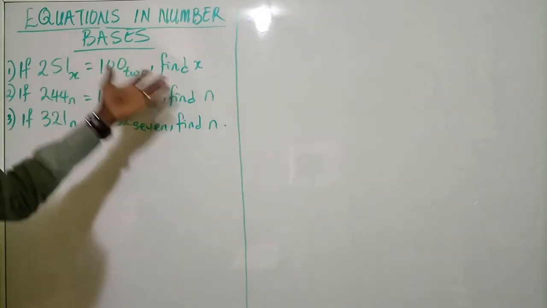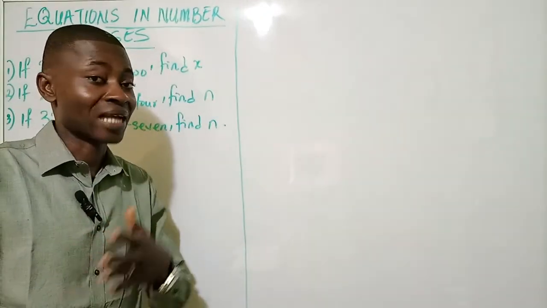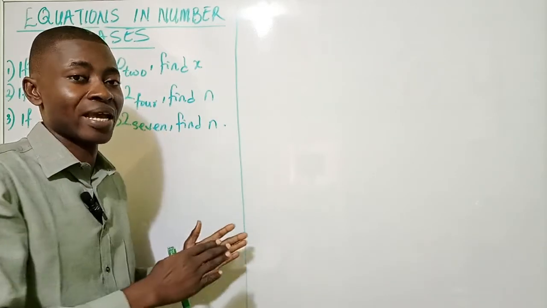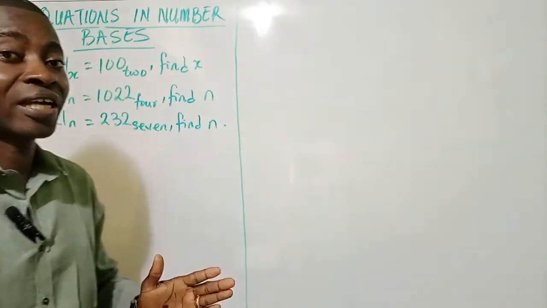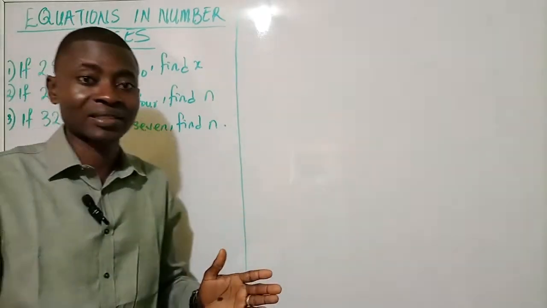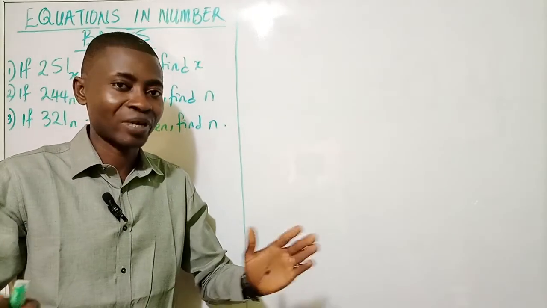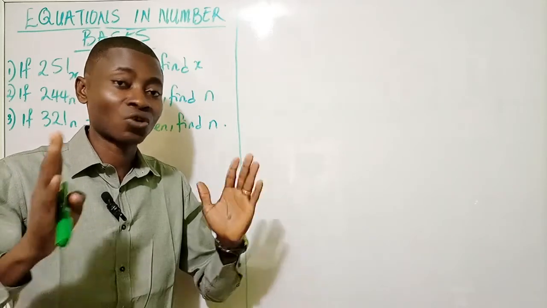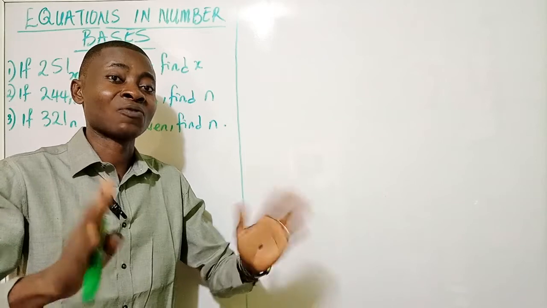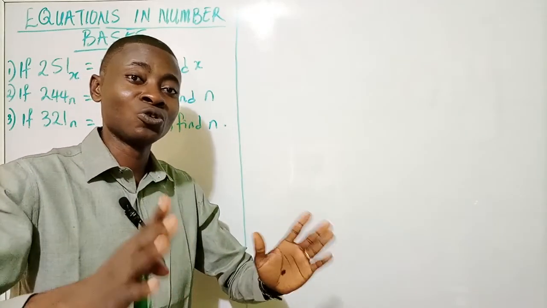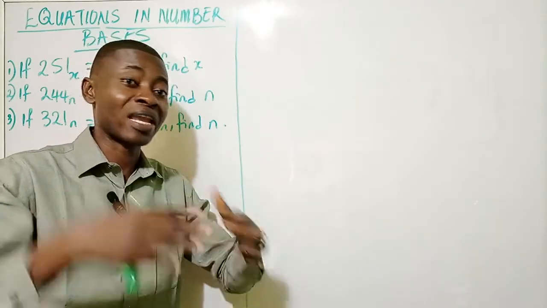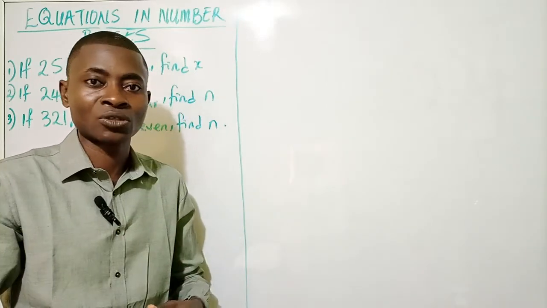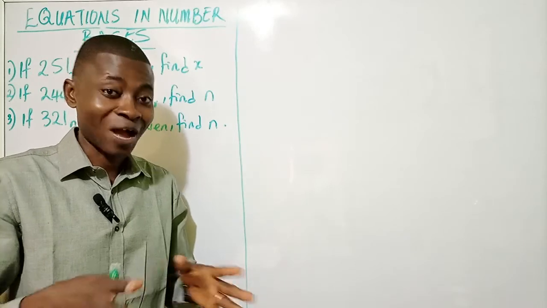Now, how do we answer questions like this? It's actually very simple. Let me give you a highlight of what we'll be doing here. First, we're going to convert both the left-hand side and the right-hand side to base 10. After converting to base 10, it will lead us to a quadratic equation. Having gotten the quadratic equation, we can use either the factorization method or any quadratic formula or method to get the final answer. I hope that is clear.